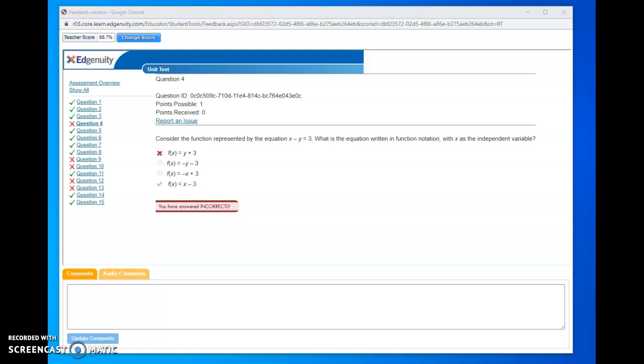So on number 4, it says consider the function represented by the equation x minus y equals 3. And then what is the equation written as function notation where x is the independent variable? So that means basically it's trying to get you to make it say y equals. So to make this say y equals, couple ways I can do it.